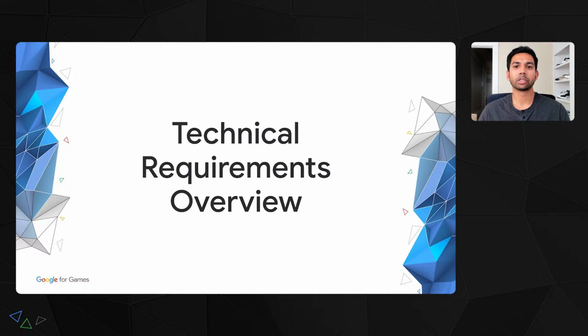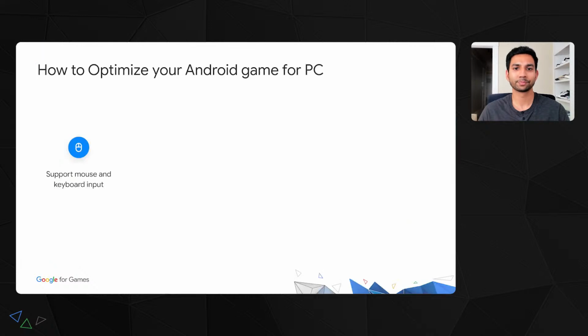And with that, I want to dive into how you can optimize your Android game for PC. First, I'll give an overview of our technical requirements, then share what we're doing to make it easier to bring your existing game onto PCs. At a high level, we have 4 main requirements to be able to bring your game to PC. These are all required for any game on the platform, and we've developed these guidelines based on what we found matters the most to players on PCs.